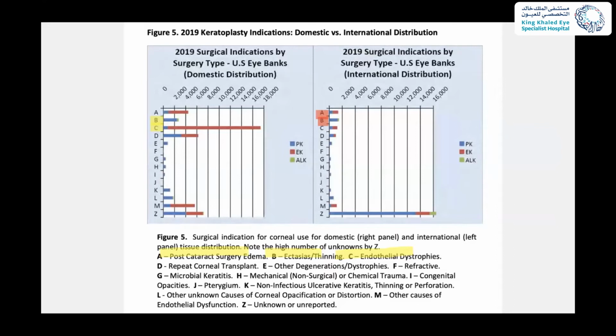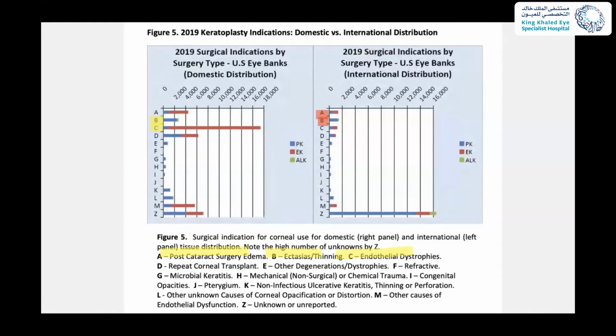You can see in the left-hand figure that in the US, the most common specific indication reported for keratoplasty at all was, as we mentioned before, Fuchs dystrophy. And actually 95% of those patients were treated with endothelial keratoplasty, and only 4% treated with PK.